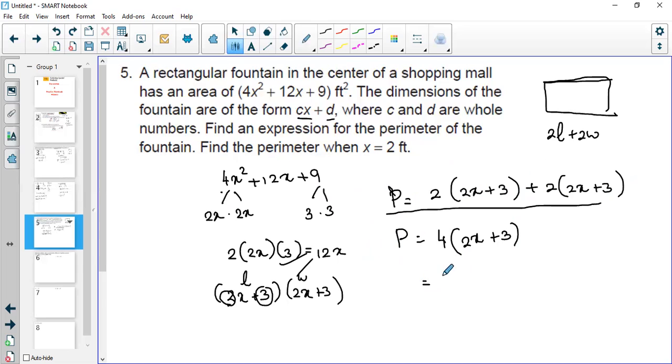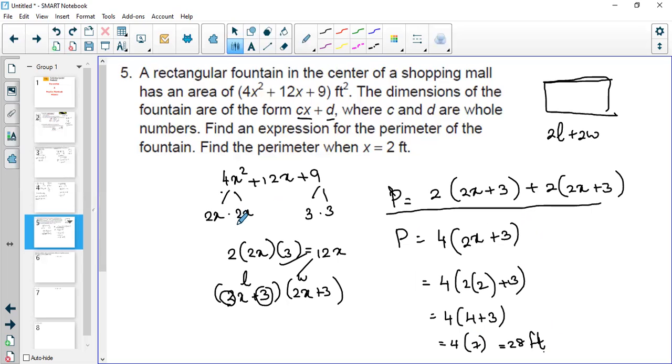So what are you going to do? Simply substitute 2 in place of x and find out the answer. So that's going to be 2 2s are 4, 4 plus 3. So 4 plus 3 is going to give you a 7. So 4 multiplied by 7 is going to give you 28 feet. So this is the perimeter of the fountain.